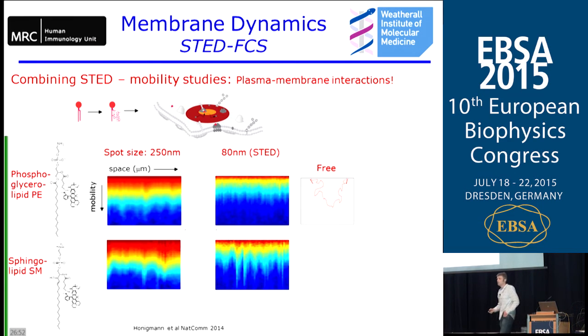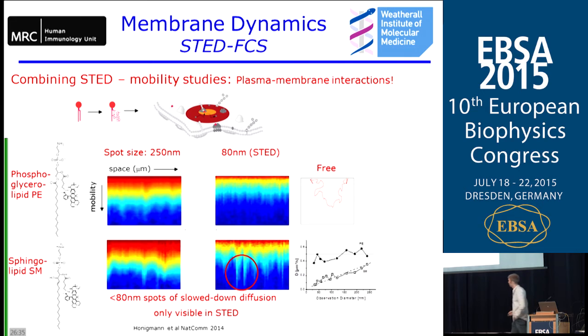But for the sphingomyelin, we see that suddenly for the STED recording, these peaks show up. And these peaks are smaller than 80 nanometers in size, so smaller than the resolution, and they are slowed down diffusion, spatially distinct. And it's only visible in the STED recordings.